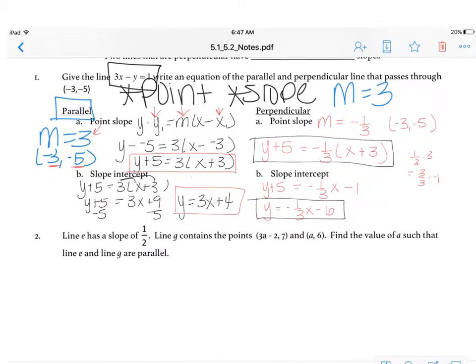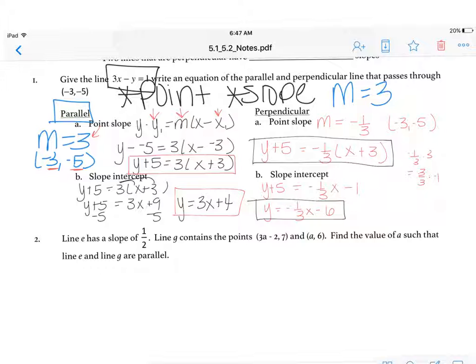Okay, the last one I'm going to have you try is number 2. It says line E has a slope of 1/2. Line G contains the points (3a minus 2, 7) and (a, 6). Find the value of a such that E and G are parallel. So think about what you know about parallel lines and what it's given to you here. The slopes of parallel lines are going to be the same.